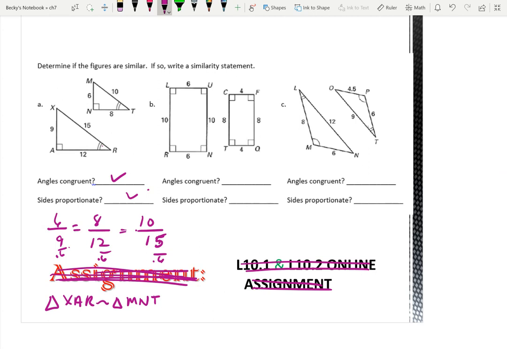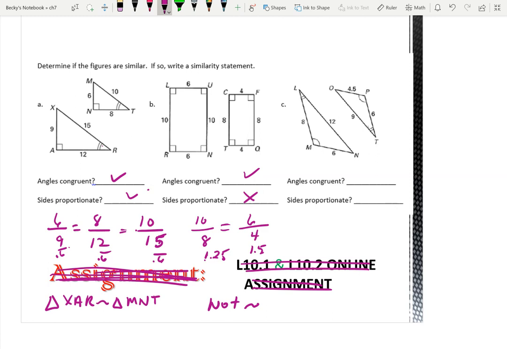All right, are the angles congruent on the second one? Yes, they're all 90, easy. Now, the next one, if you notice, you really only have two different measures. You don't have to list it for like doubles, right? So I know the 10 corresponds with the 8. I know the 6 corresponds with the 4. Let's grab the calculator again. 10 over 8 is 1.25. And 6 over 4 is 1.5. They're not the same at all. So these are not similar.